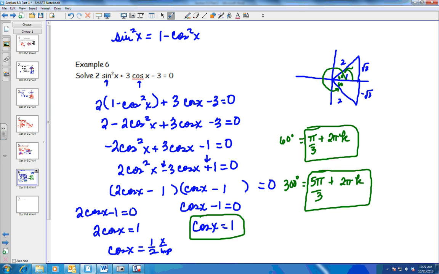Okay, so look at this. Where is cosine, which is my x value, positive 1 on my unit circle? Well, at this point, oops, 1, 0. That's the point 1, 0 where my x value is positive 1. So it must be 0 and then every 2 pi after that. So 0 plus 2 pi k, that would work.